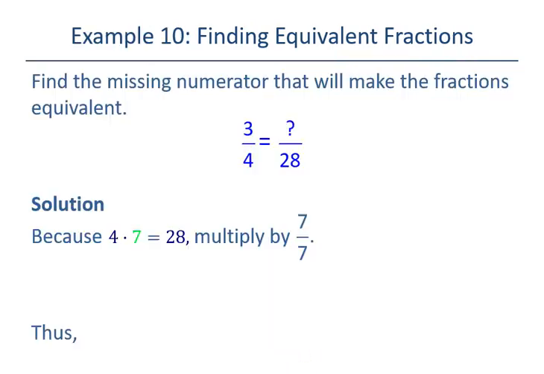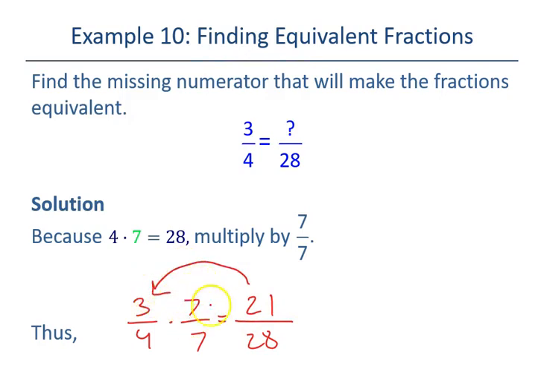Okay, so come in here, find the missing numerator that will make the fractions equivalent. Solution: notice it's going to be 21, because if I do 3 over 4 multiplied by 7 over 7, well, notice on the bottom I get the 28 here, and then on top I get 21. So this right here is an equivalent fraction to this one right here. We're just multiplying by the same constant, top and bottom.